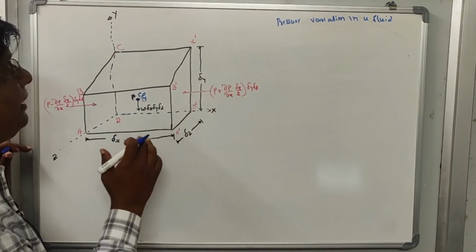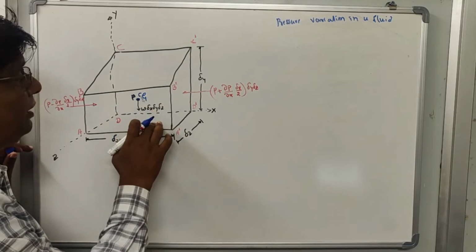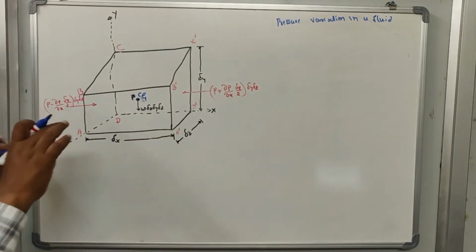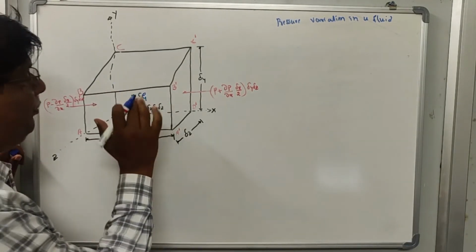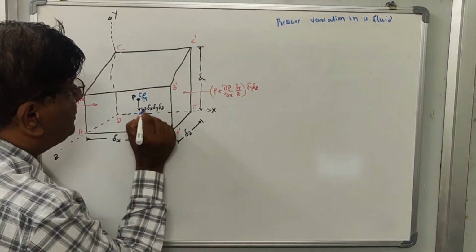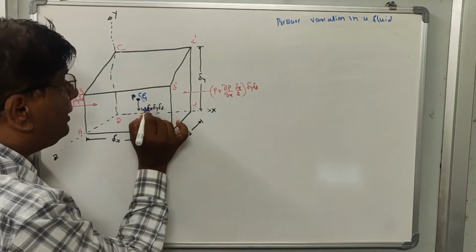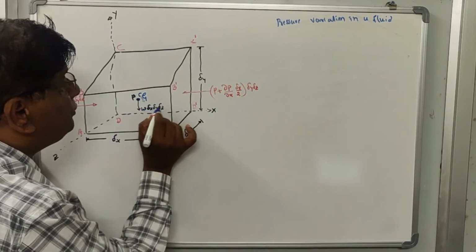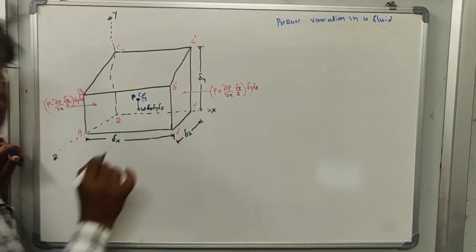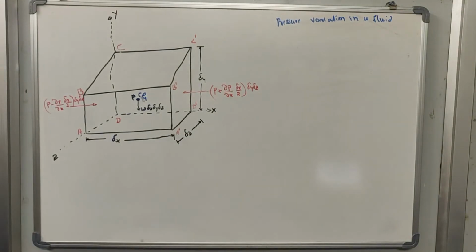Then what is the self weight of this element? The self weight of this element is the volume of this element multiplied by the unit weight of water, or specific weight. Let w be the specific weight. The dimension of this is Newton per meter cube. When I multiply this by volume, this gives you the volumetric force.